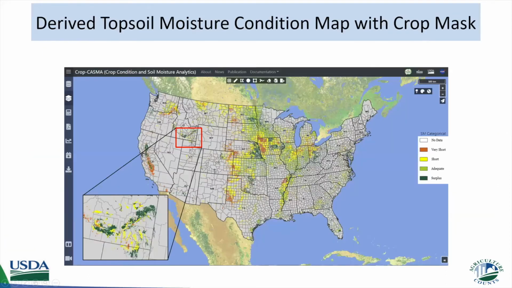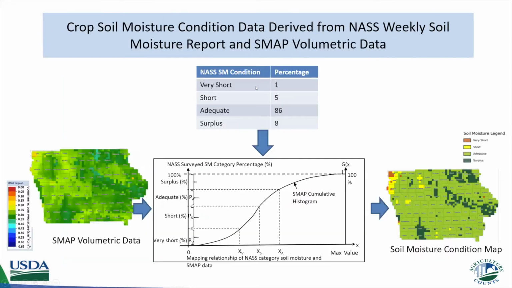And this is a quick question on the last slide. Where did you come up with your percentile thresholds for very short, etc.? This is from the NASS report. We do have a survey every week. So that's how we fix this map. We can translate this into the condition map.